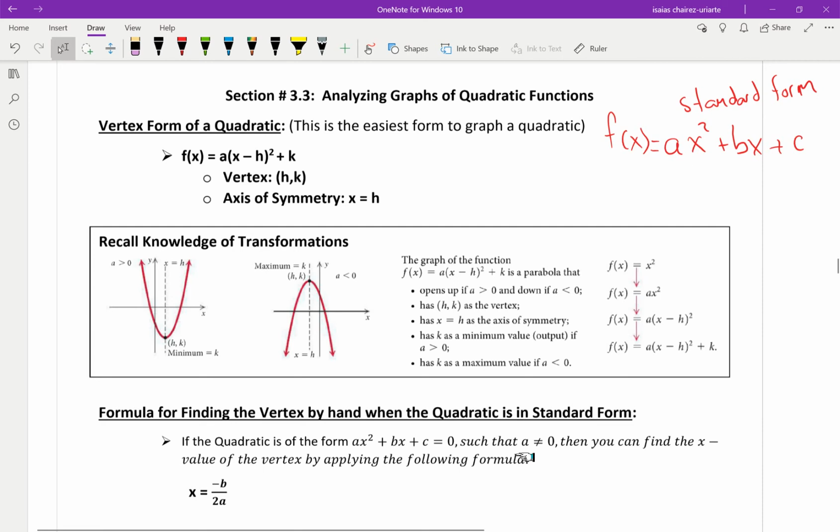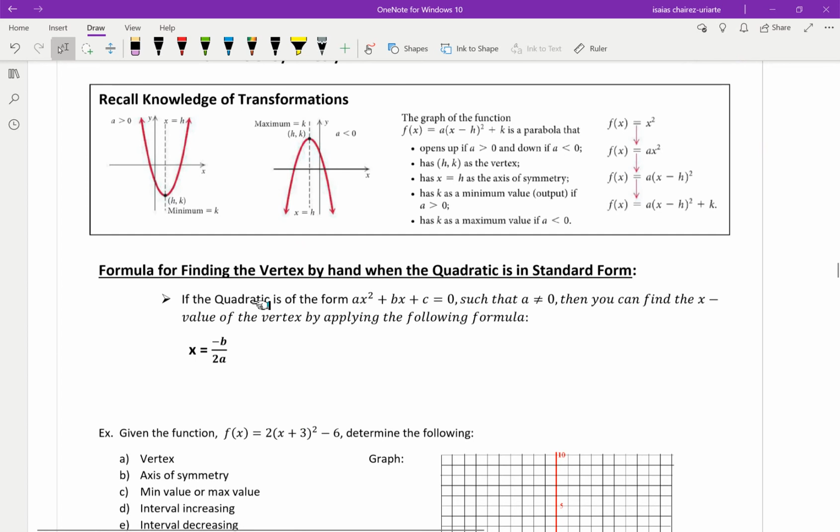Now, there is a little shortcut that we can do here. And this is kind of a nice little shortcut. If you're given the quadratic in standard form, in the form ax squared plus bx plus c, then you can still find the x coordinate of the vertex. Because remember, the vertex is a point. The vertex has coordinates (h, k). If you're given the quadratic in standard form, what you can do is compute the x coordinate. Let's say coordinate, because that's what it is.